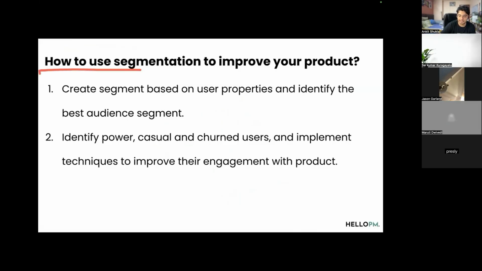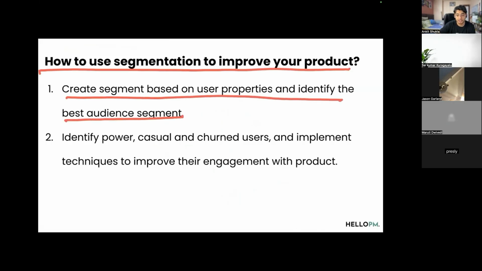How to use segmentation to improve your product? Create segmentation based on user properties and identify the best audience segments. You can do it on the basis of user properties, and you can also understand the behavior of the user. People who are buying more, so you understand what they are doing, and then you try to replicate this to other people as well. Right?